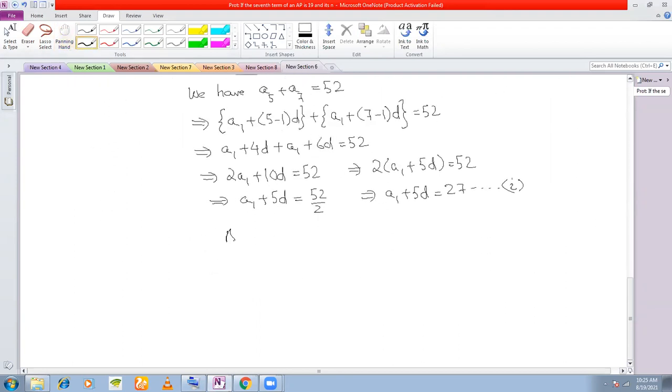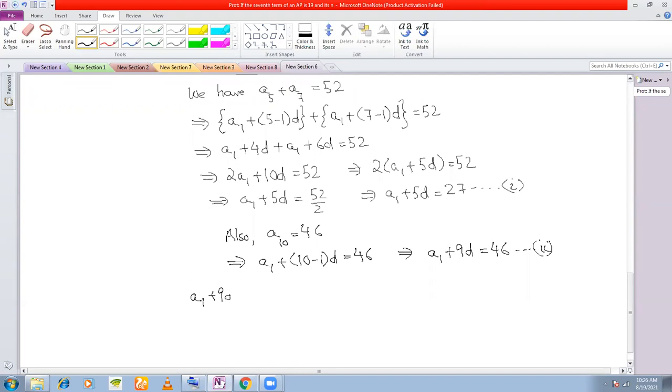A10 is A1 plus 10 minus 1 into D is equal to 46. That means A1 plus 9D is equal to 46. This is our second equation. From these two equations, if we solve simultaneously, we'll be able to find out the first term A1 and the common difference D. So let's solve this.